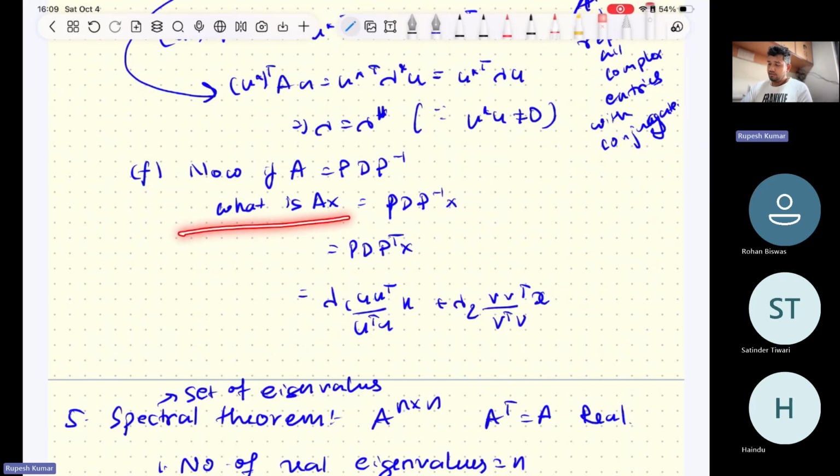Then what is A times X? What happens when you multiply that matrix with a vector? You can simply write it as PDP inverse times X. Is this clear, everyone? Yes, sir.